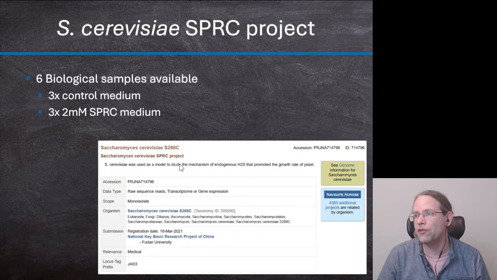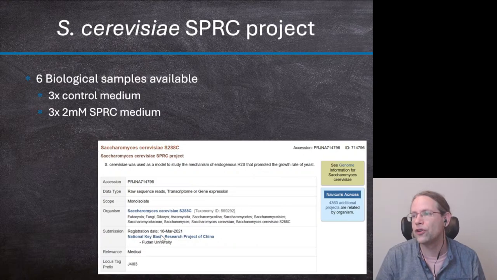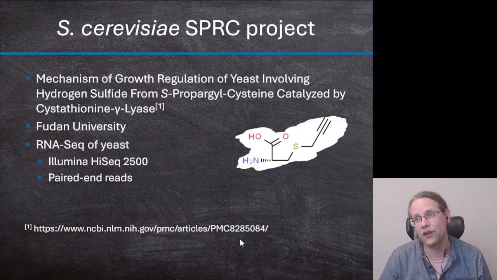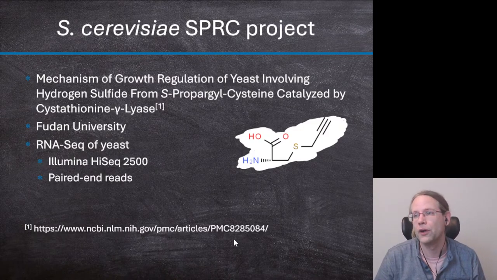All right, so if you look at the overview page of the Sequence Read Archive where we got our data from, you can see this accession number, a raw sequence read transcriptome or gene expression, which was what we were looking for. It also gives you some additional information, and of course, you can click on all of the links to find out more. Read the paper. It's an interesting paper, and that's why we chose this data set, besides the fact that it's relatively small and can run very quickly on the computer.